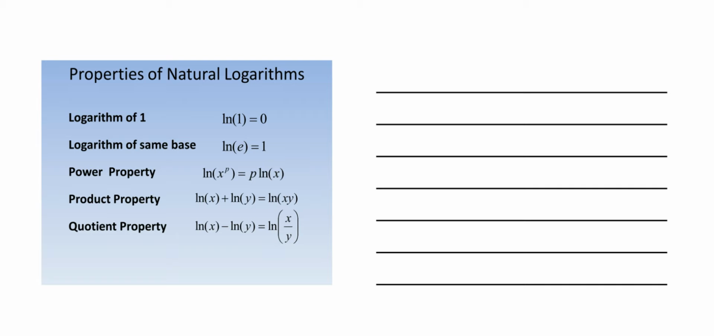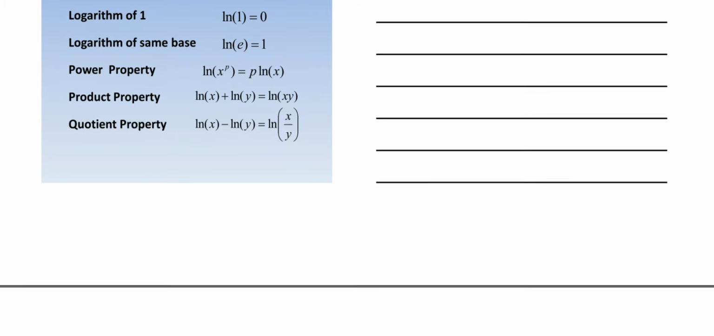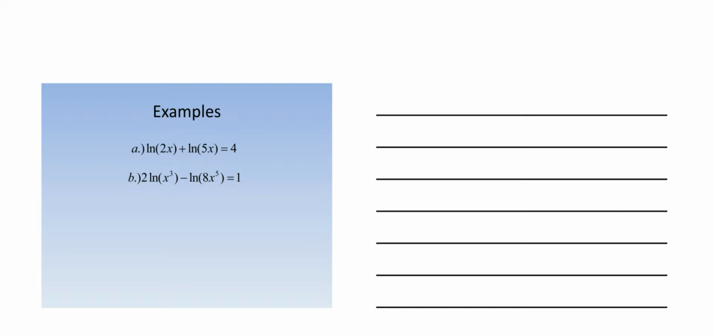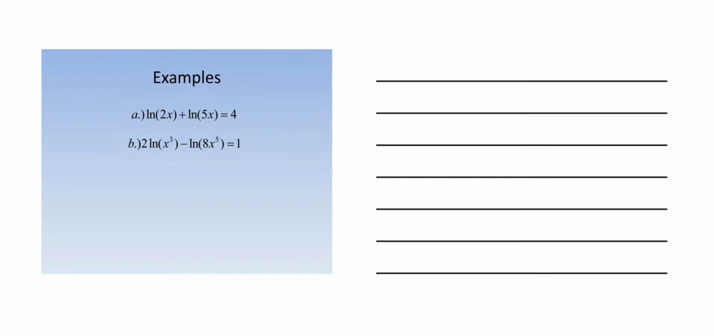Product property is similar. Once again, when you're adding and they have the same base, in this case base e, you can combine what's in the parentheses into a single natural log, so ln of x plus ln of y equals ln of x times y. Quotient property, likewise similar: ln of x minus ln of y, since both bases are the same, we can combine into one single natural log, ln of x divided by y. So let's try some examples to see if it makes a little more sense.